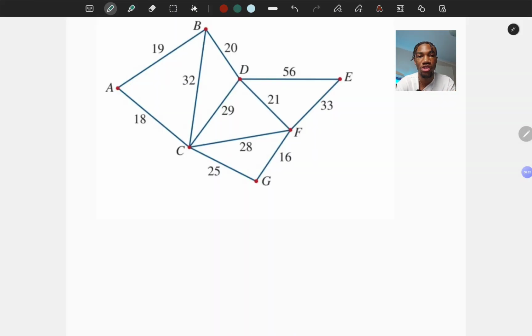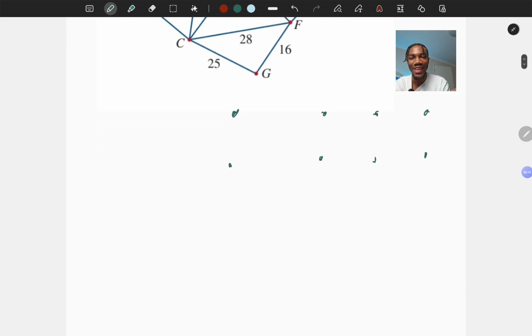Okay, so introduction into networks. What is a network? A network is a series of dots like this, right? And then lines.